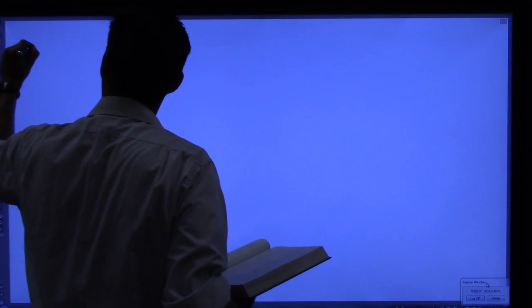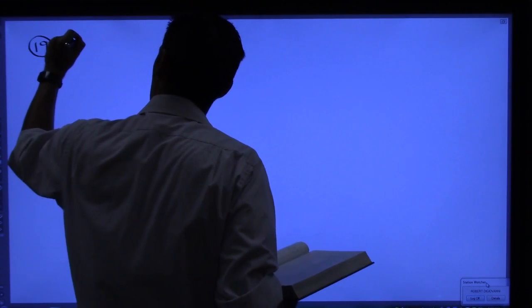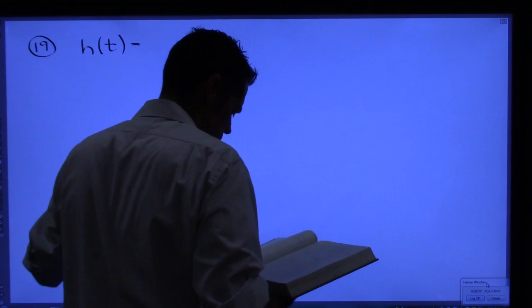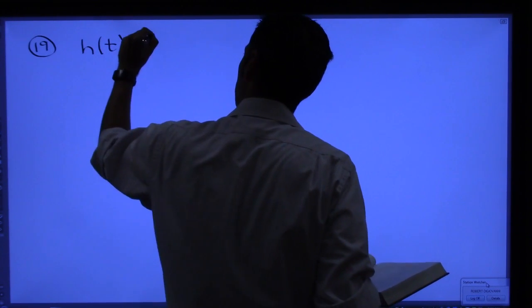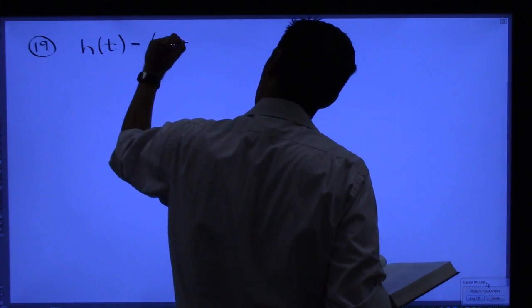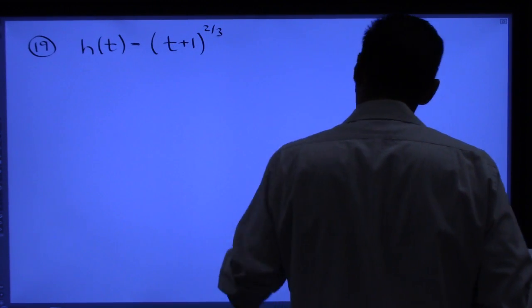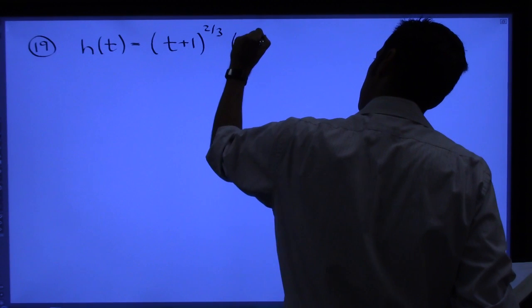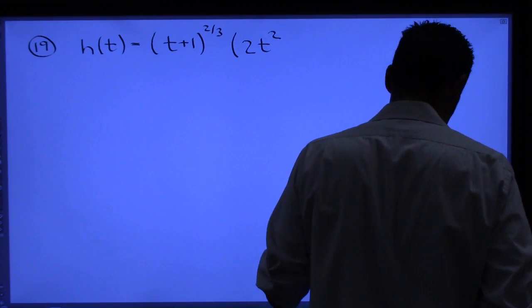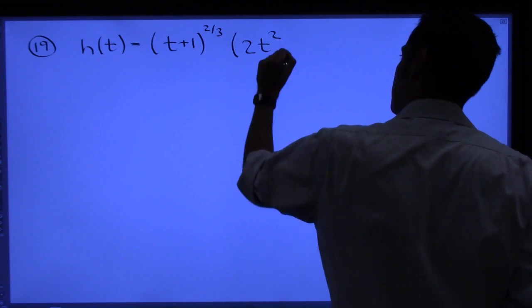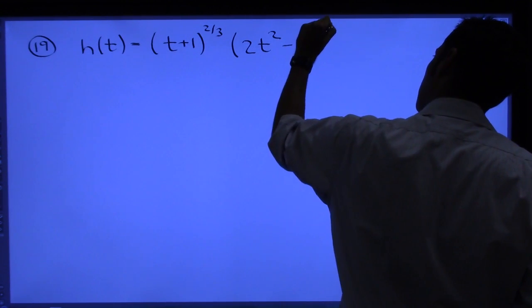All right, let's look at number 19. Now we're starting to get kind of involved. Number 19, h of t equals (t plus 1) to the 2/3 times (2t squared minus 1) cubed.